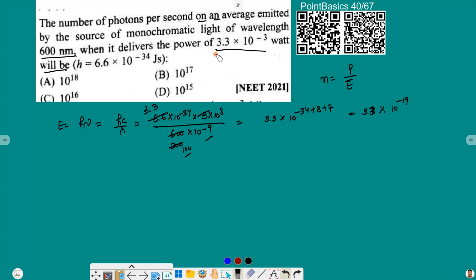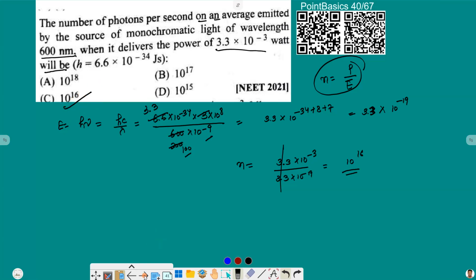Now let's go to the calculation of n. So n will be equal to p, that is 3.3 into 10 raised to power minus 3 divided by 3.3 into 10 raised to power minus 90. So this gets cancelled, and we will get 10 raised to power 16 photons per second. So that is option C here.